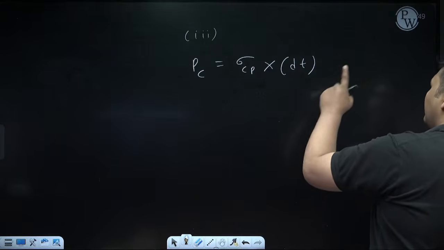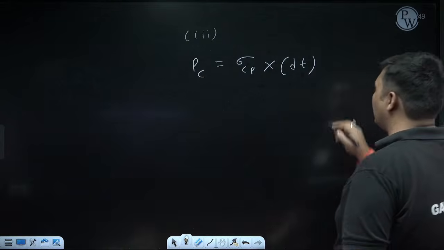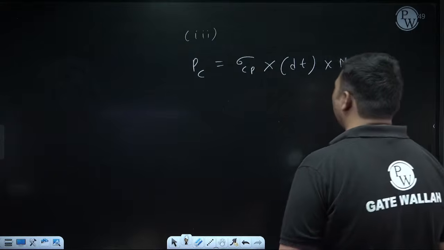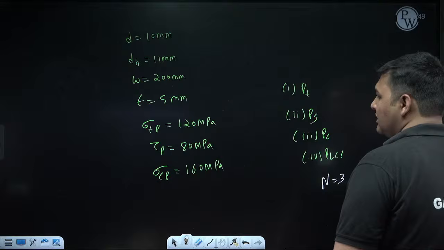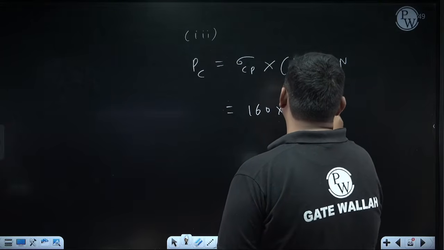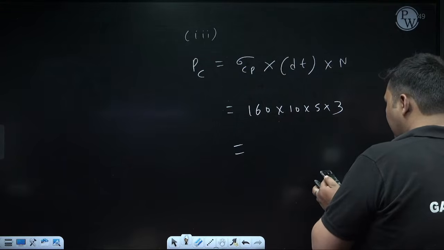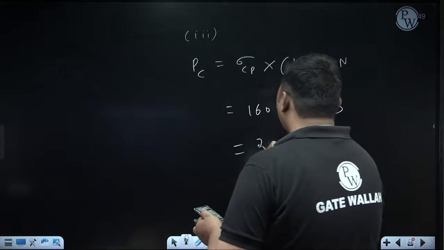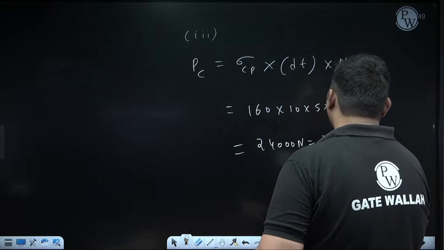D is the diameter of rivet, t is thickness of each plate, and dt is nothing but crushing area of one rivet. And multiply this with the capital N, that is number of rivet per plate. Now, sigma Cp, it is given in the question. Sigma Cp is 160 into d 10, t 5, number of rivet is 3. So, how much it is coming? 160 into 10 into 5 into 3, it is coming 24,000 Newton. In kilonewton, it is 24 kilonewton.